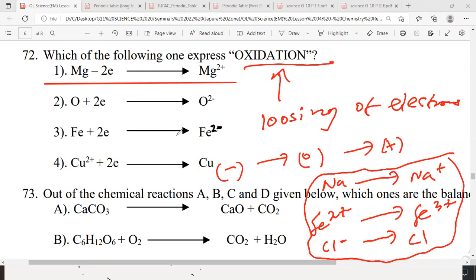Metals always form positively charged ions. They are called cations. Cations, positively charged ions. A metal will never become negative. A metal will never receive electrons. If a metal receives electrons, it becomes negative charge. That's good.